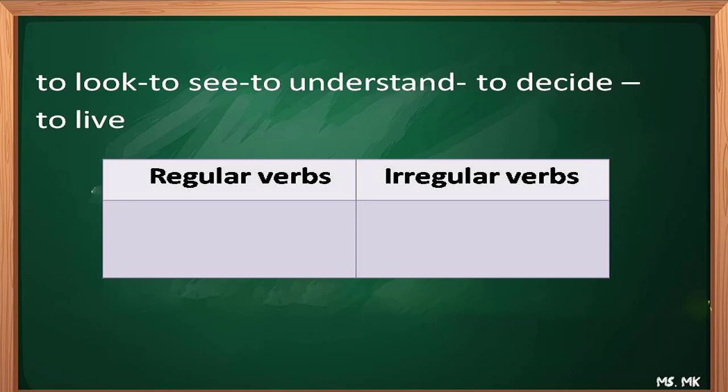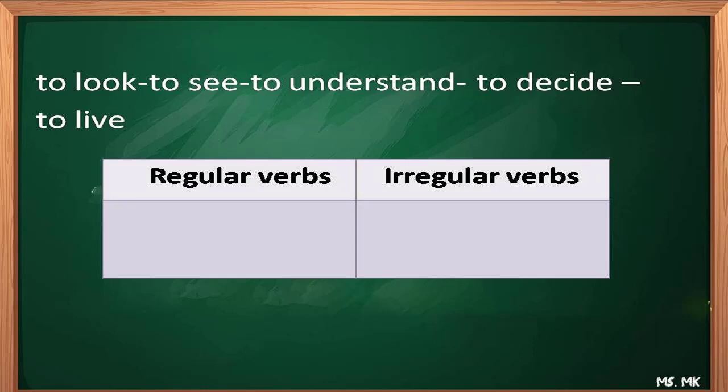I'm going to ask them to classify these verbs in the table, regular and irregular verbs. They're going to classify to look, to live and to decide in the regular verbs column, and to see and to understand in the irregular verbs column. Here the aim is to, as I said, prepare your pupils for the presentation phase, and also to make them understand that ed endings concerns only regular verbs. It means the verbs that end with ed, not the irregular verbs.